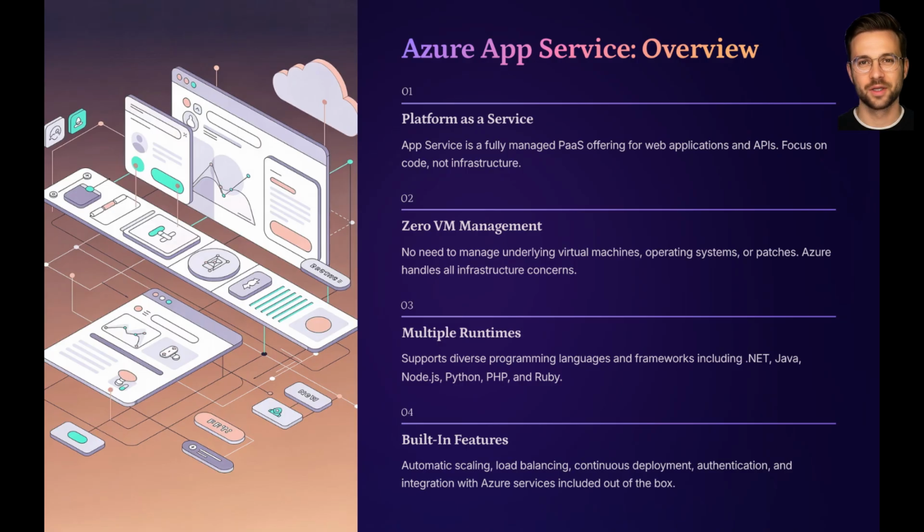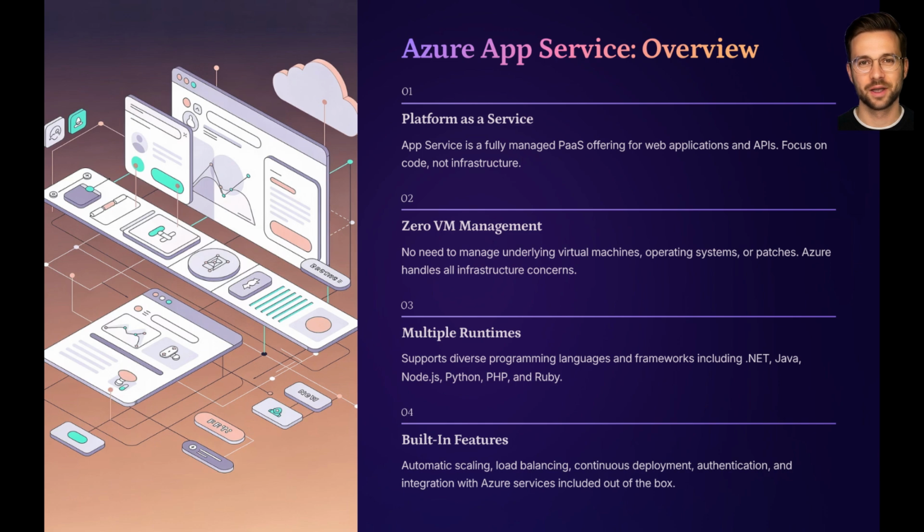Now, let's move to Azure App Service. Azure App Service is a platform as a service offering for hosting web applications, REST APIs, and mobile backends. With App Service, you do not manage the underlying virtual machines. Azure takes care of the infrastructure, the operating system, and many platform features for you. You simply deploy your application code using supported runtime stacks such as .NET, .NET Core, Java, Node.js, Python, and others.